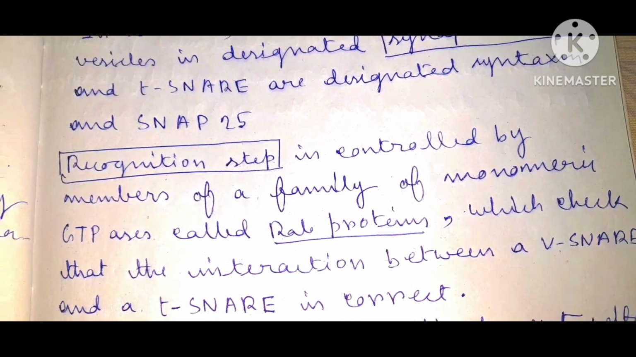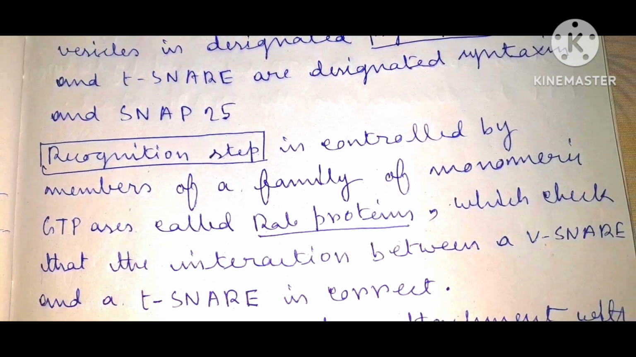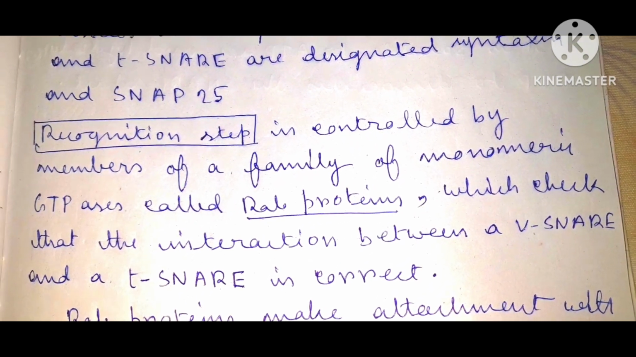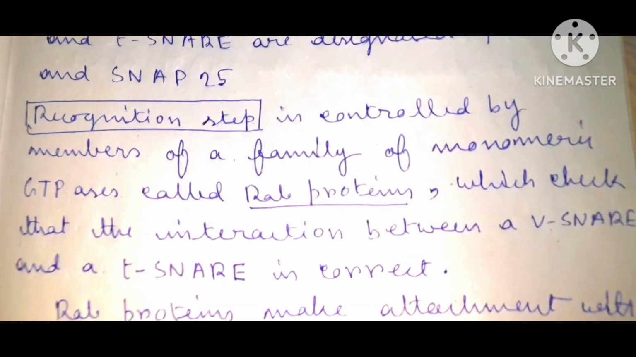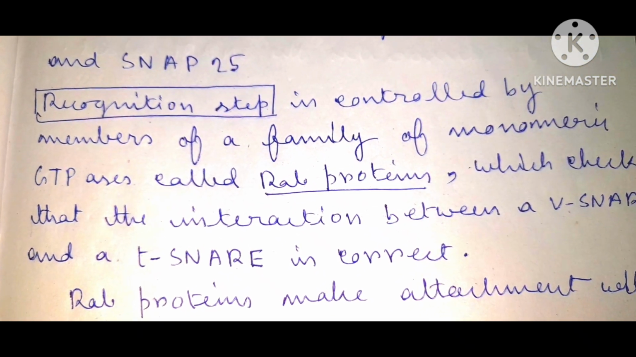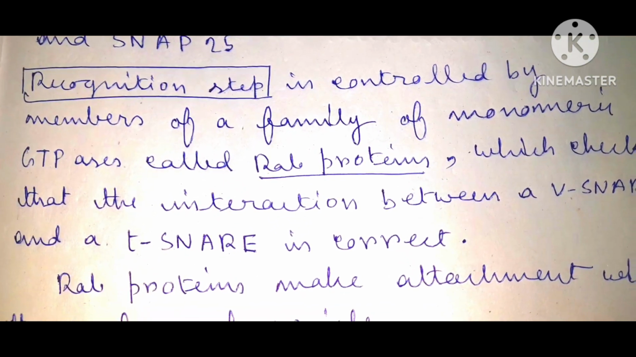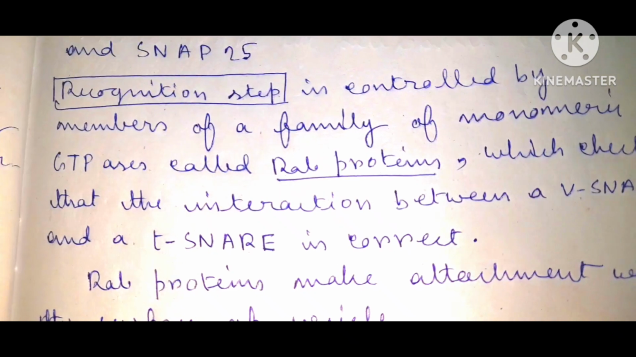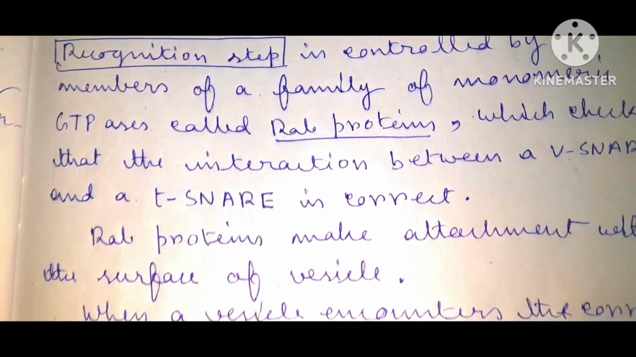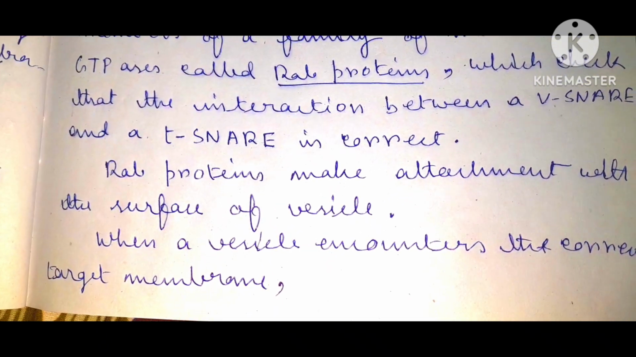So the recognition step is controlled by members of a family of monomeric GTPases called RAB proteins. RAB protein is very much necessary for this recognition. What is the function of RAB protein? It checks whether the interaction between a v-SNARE and a t-SNARE is correct or not. RAB proteins attach to the surface of the vesicle.